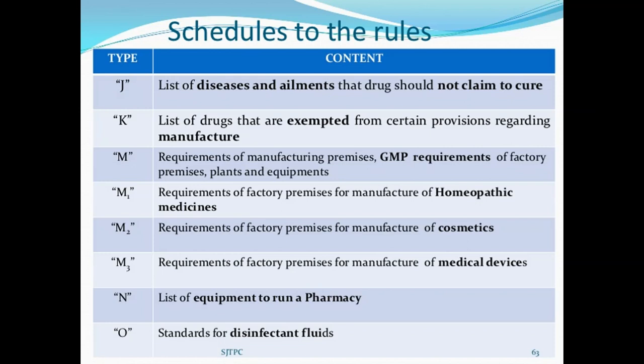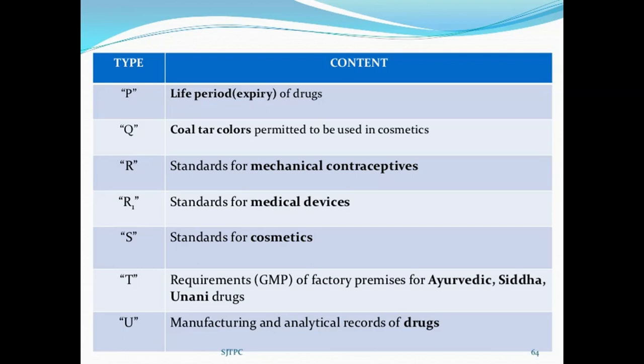Next, Schedule P is also important. So what is Schedule P? Schedule P is the life period of drugs. Every drug has a life. On every tablet, syrup or capsule there is a mark of date of manufacturing and date of expiry. So how are the companies getting that? They cannot write it on their own.